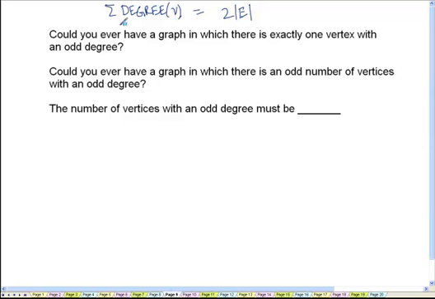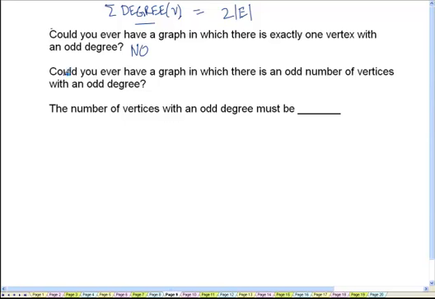The sum of the degrees of all vertices should be an even number, and if there is only one of these numbers that's odd, then the sum of all the other numbers is going to be even because they're all even. So when we add an odd number to an even number, we get an odd number. So the left hand side is going to be an odd number, but the right hand side is, as we know, an even number, and that's not possible. So we can't have a graph in which there is exactly one vertex with an odd degree. Okay, so the answer to this is no.